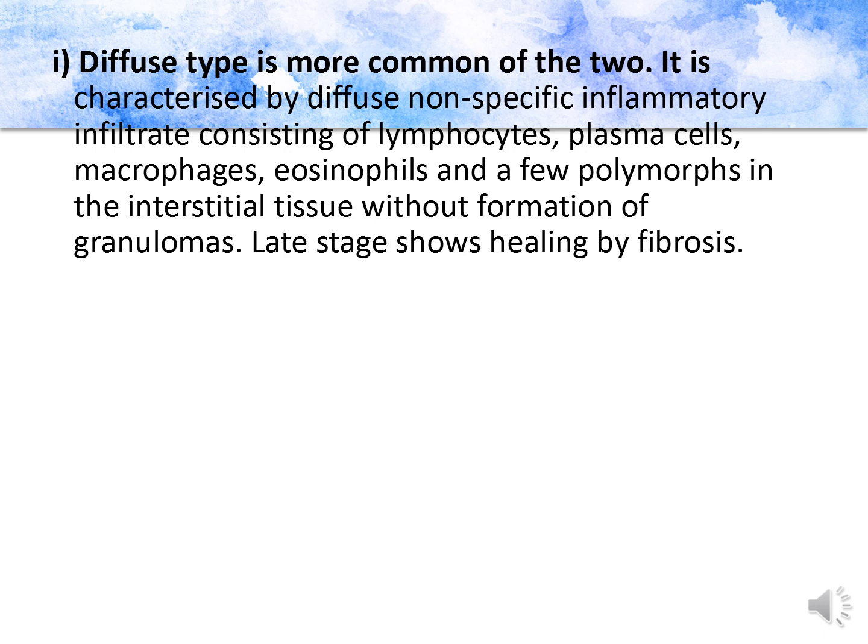In case of diffuse type, we see diffuse non-specific inflammatory infiltrate consisting of lymphocytes, plasma cells, macrophages, eosinophils, and few polymorphs in the interstitial tissue without formation of granulomas. Late stage shows healing by fibrosis.